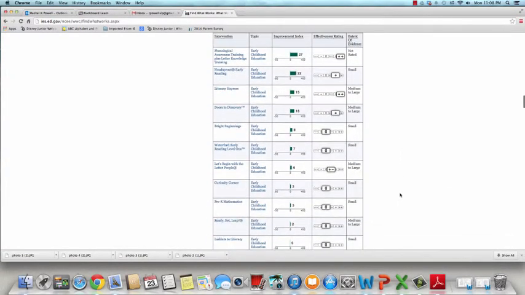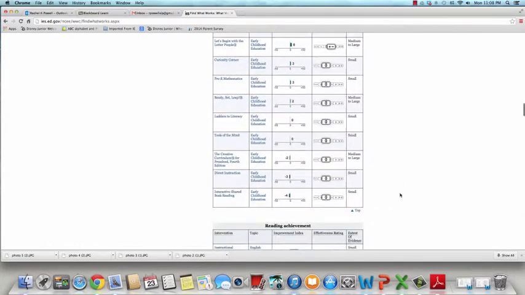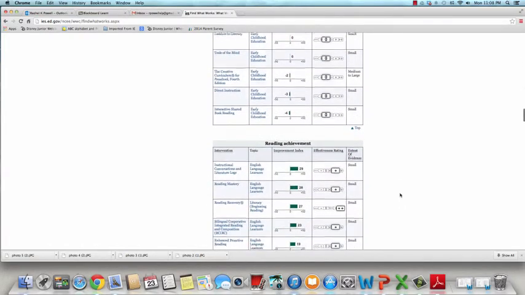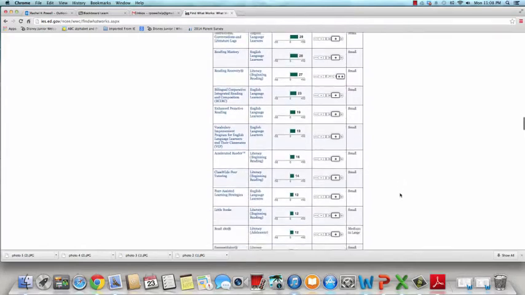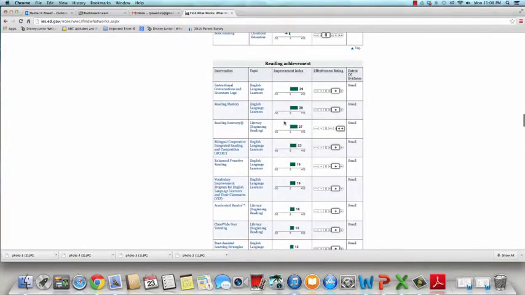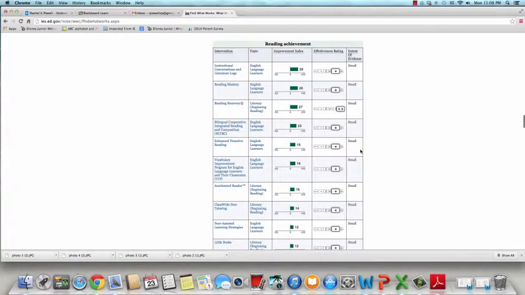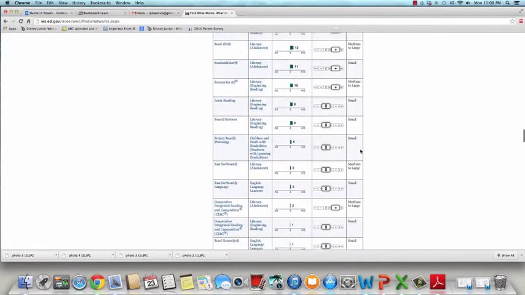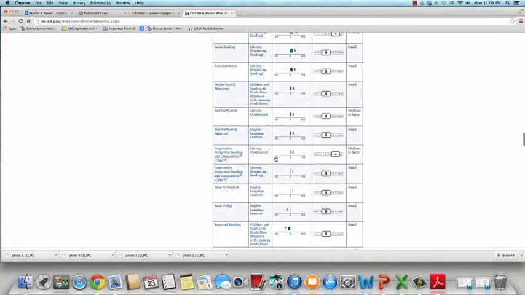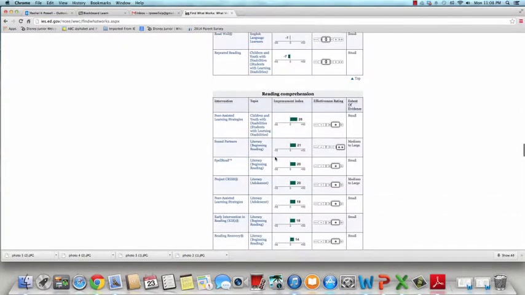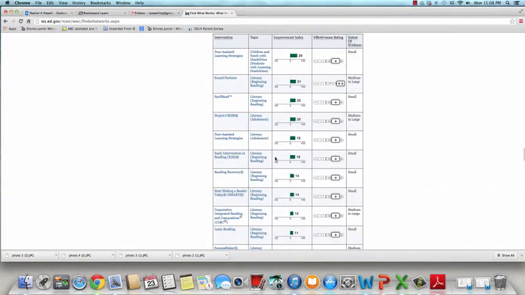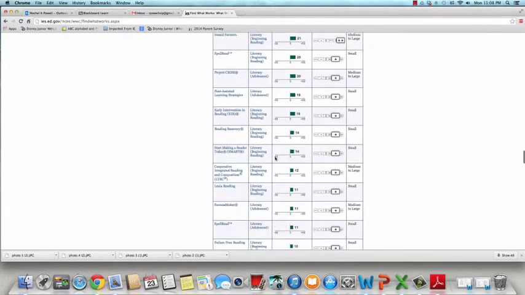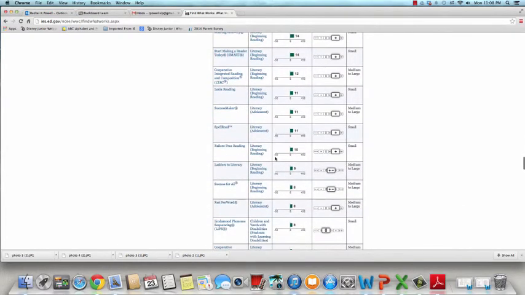And print knowledge. So these are just overviews of different programs. Reading achievement. See, there's reading mastery with a large 28 improvement index, but with a small extent of evidence. So it depends on what area you're looking at as far as the success level. Fast forward again, fast forward for language. We've seen aerobics a couple of times. All right, reading comprehension. Reading recovery is there. That's probably one you're familiar with.